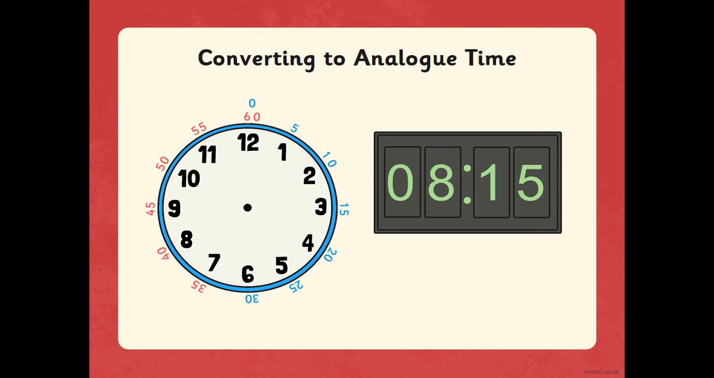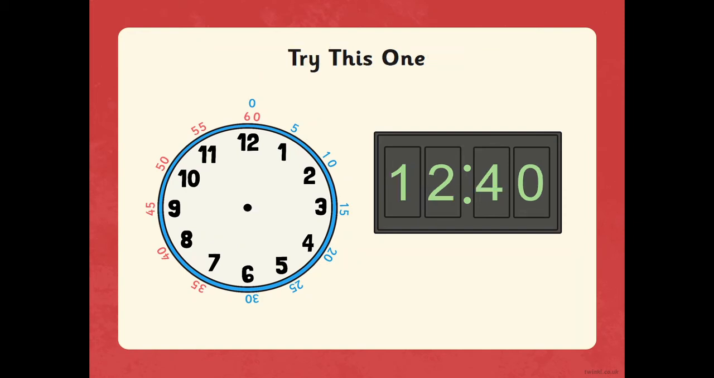Now, this time we're going to put the hands onto the clock. We can see that the digital clock is showing 08:15. So first of all, starting with the hours, we need to put the hour hand onto the clock. Then we need to put on the minute hand. So we need to count round in 5s, 15 minutes, and we'll see where that is, so we can put the minute hand in the correct place, pointing towards 15 minutes or the 3 for 08:15.